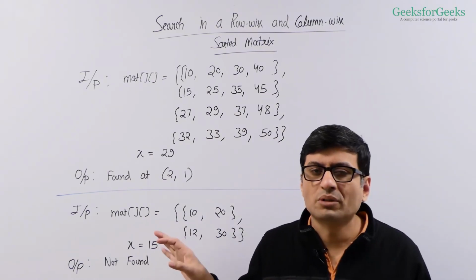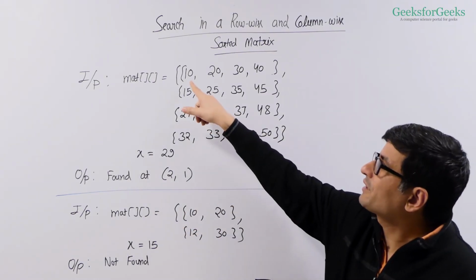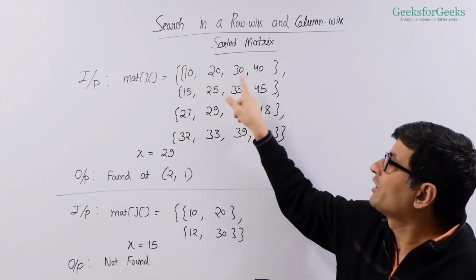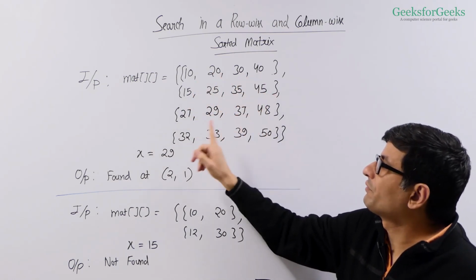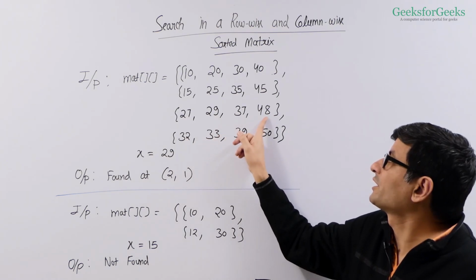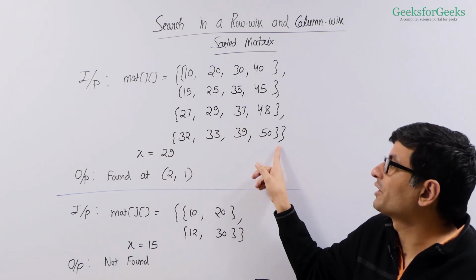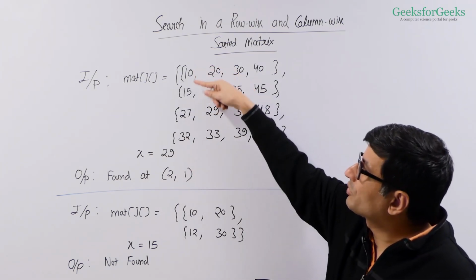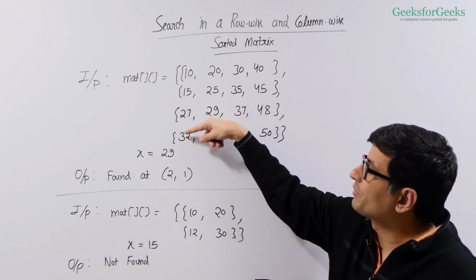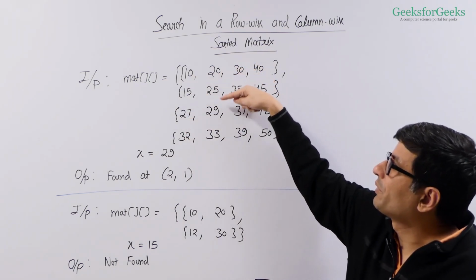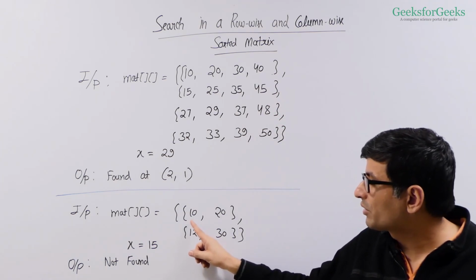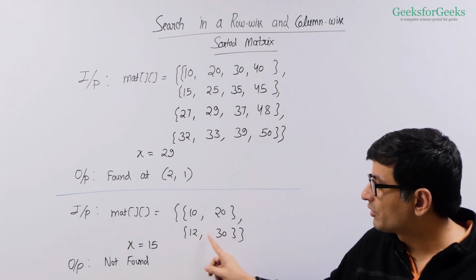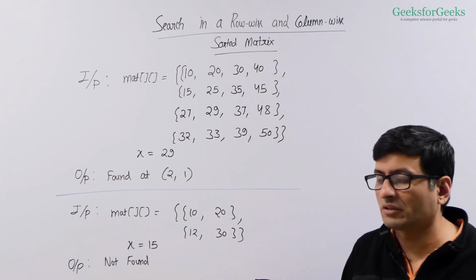In both the examples, you can notice that matrix has every row sorted in increasing order: 10, 20, 30, 40, 15, 25, 35, 45, 27, 29, 37, 48. This is also sorted in increasing order. Every column is also sorted in increasing order: 10, 15, 27, 32, 20, 25, 29, 33 and so on. This matrix also has every row sorted in increasing order, every column sorted in increasing order.